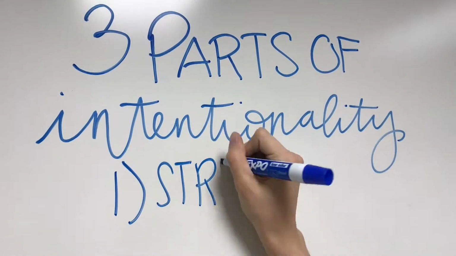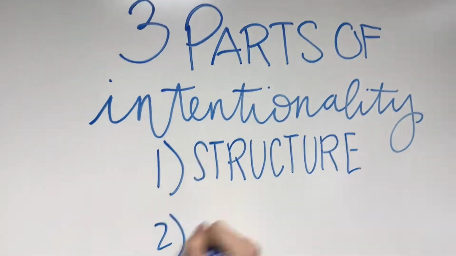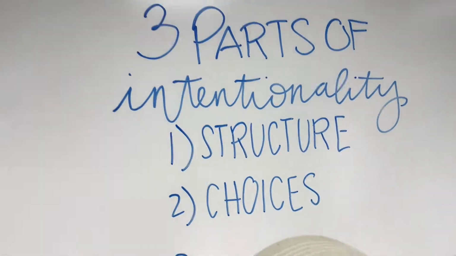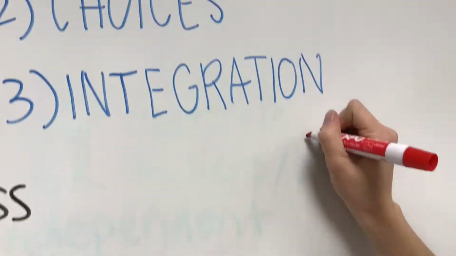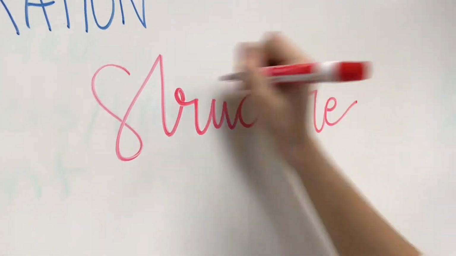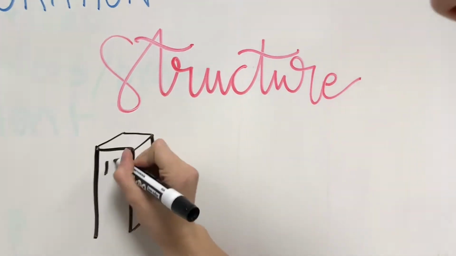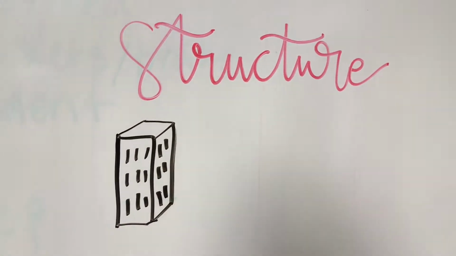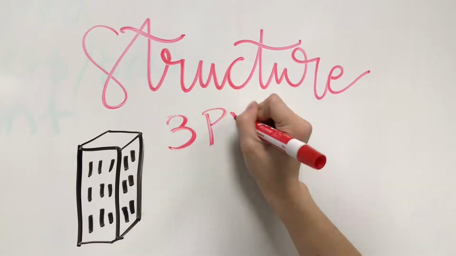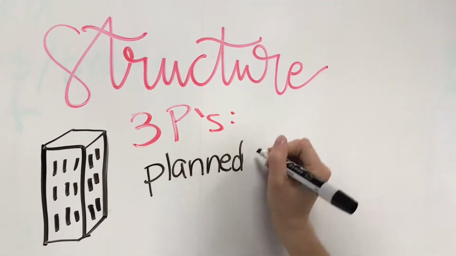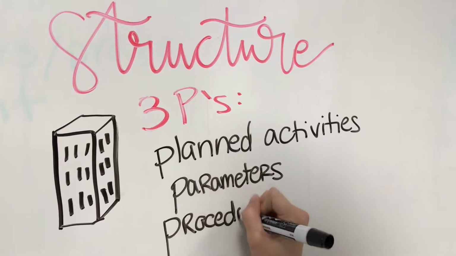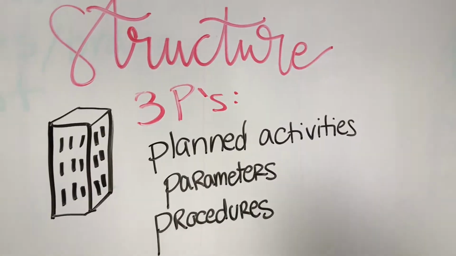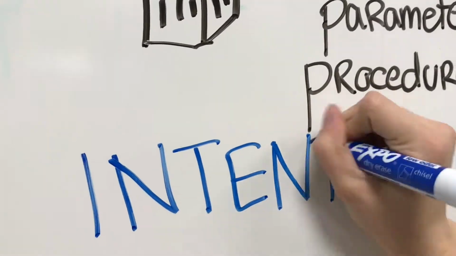The first part is structure. The second part is that we give choices. And the third part is that we integrate our other subjects into our curriculum. So with structure as the first part, we want to make sure that there are the 3 P's to structure. So the first one is that we have planned activities. The next one is parameters. And finally, we want to ensure that we give procedures.